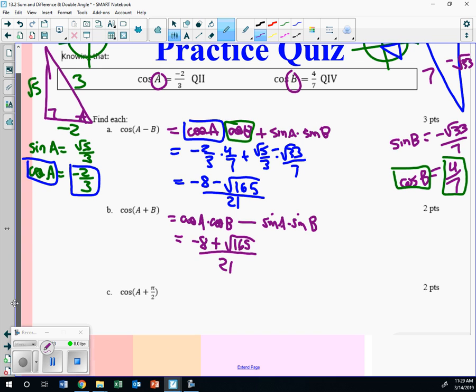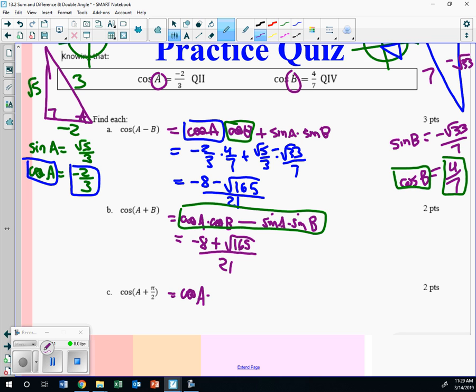Now this one is kind of interesting because we're not even going to have to worry about B. All we have to do is use this formula here, and it says cosine of the first times cosine of the second, this is plus, this will be minus, sine of the first times sine of the second, with pi over 2. Any questions on that? Did I lose you on that?